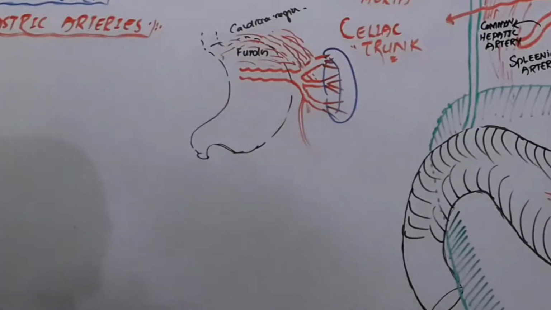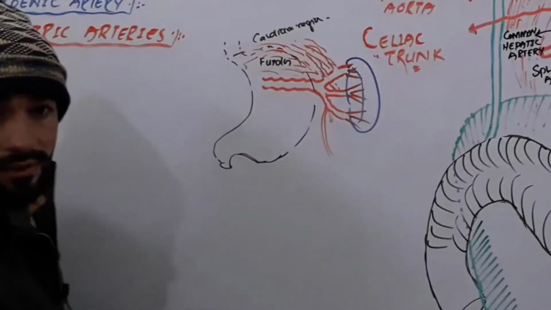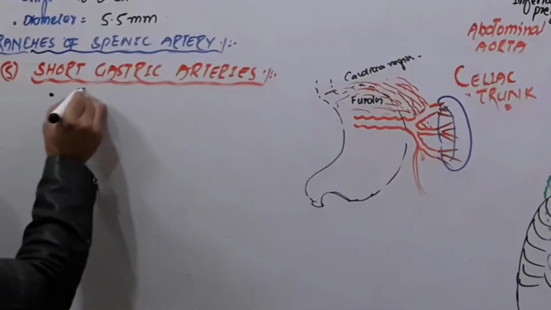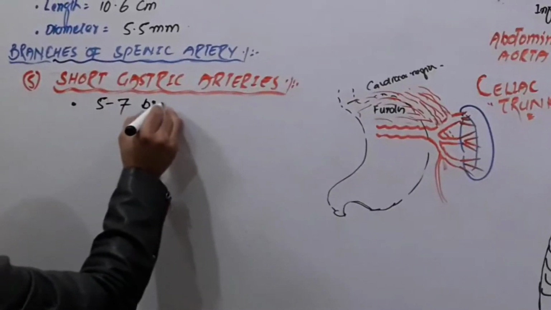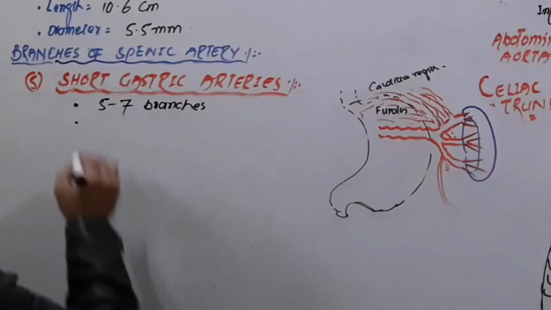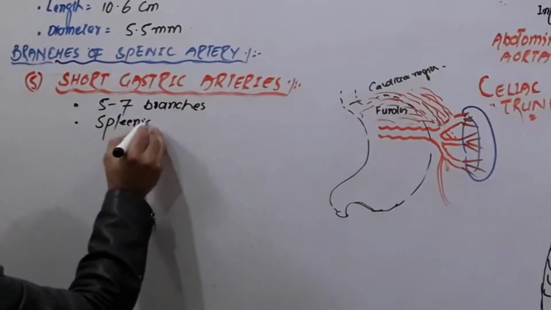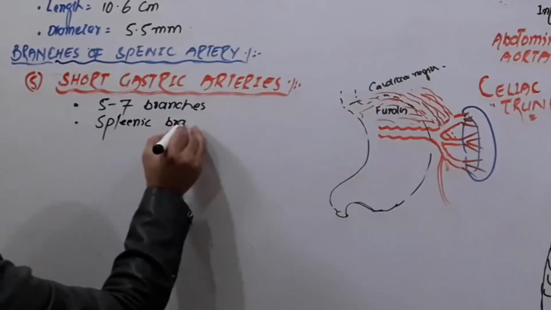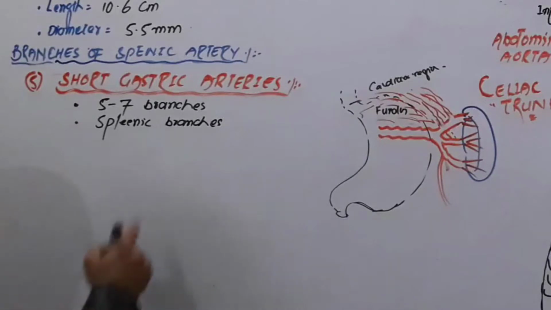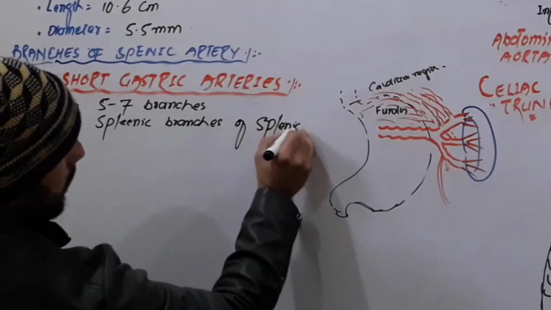So there are about 5 to 7 or 5 to 6 short gastric arteries which supply blood to the left upper part of the stomach, right? So let's see here. There are about 5 to 7 branches. Okay, we know that, and they arise from the splenic branches of the splenic artery. So they arise from splenic branches of, not directly from splenic artery, that's why I'm writing it, splenic branches of splenic artery.